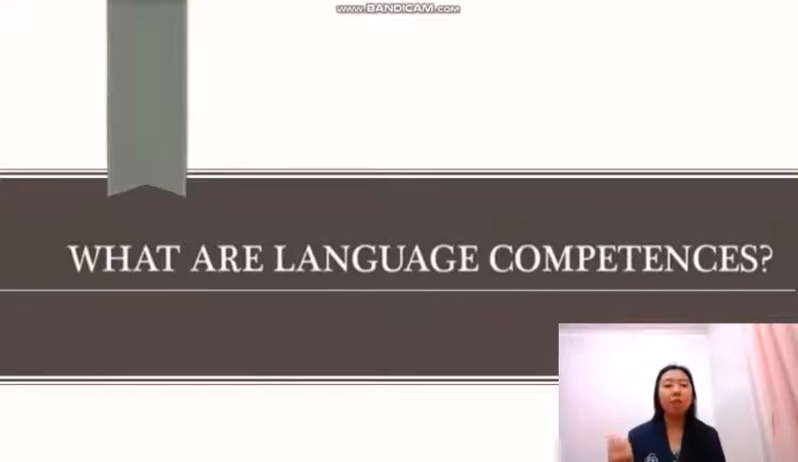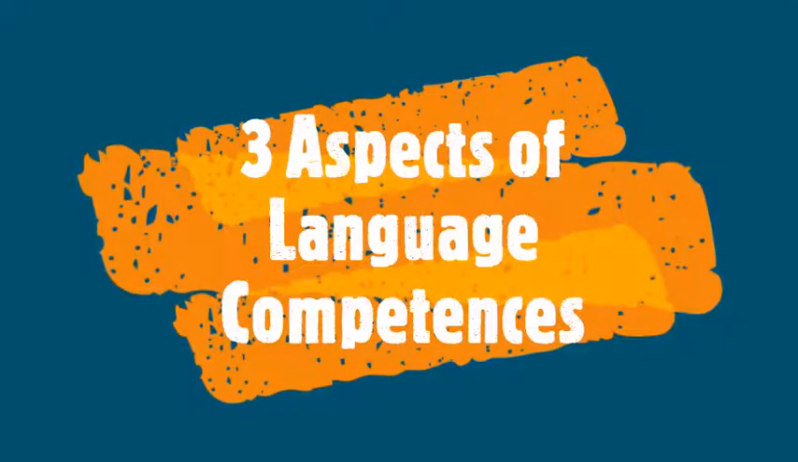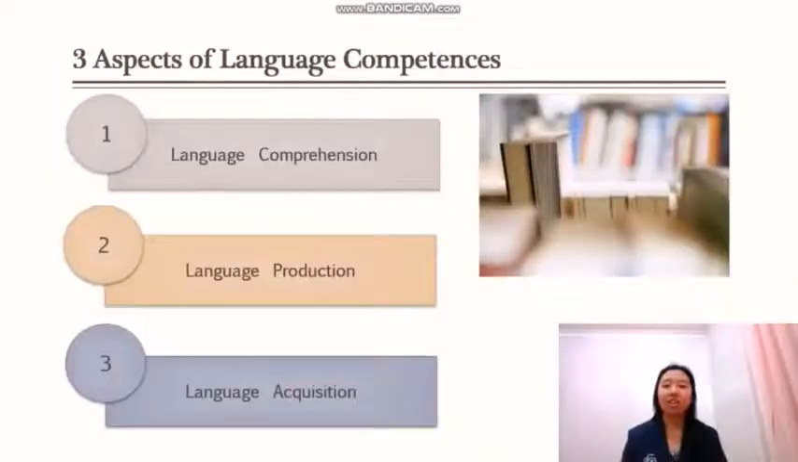From a baby who couldn't even understand a language to a human who is able to understand and use a language unconsciously. So there are three aspects of language competence, which are the topic of this video. The first one is language comprehension, the second one is language production, and the third one is language acquisition. Let's learn about them further one by one.